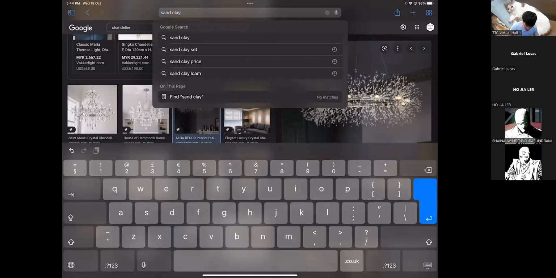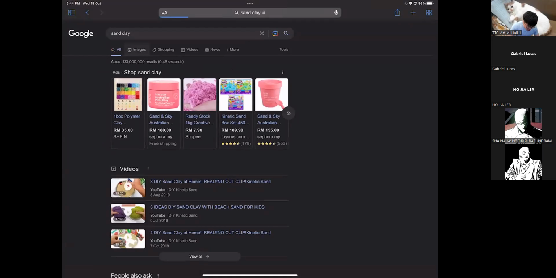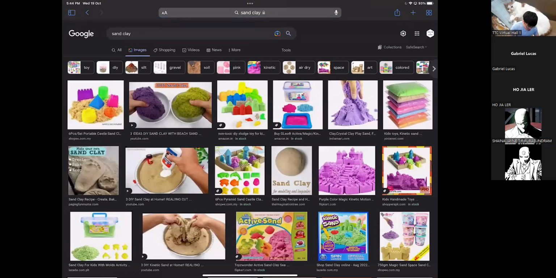Okay, if you zoom into sand, right? Sand is a very big particle. Okay, sand is very... Why are you showing me this? Okay.